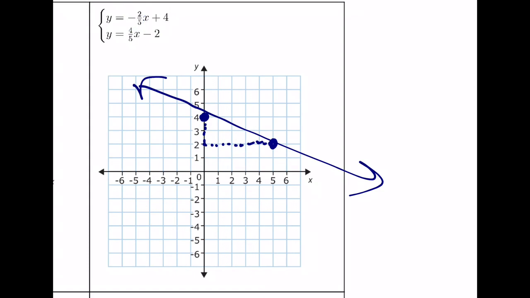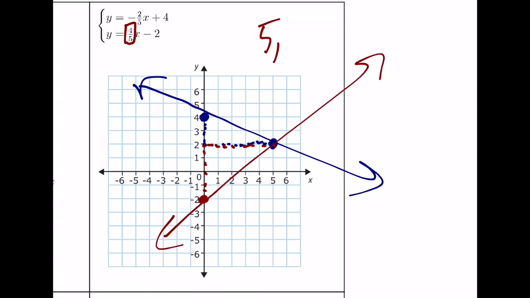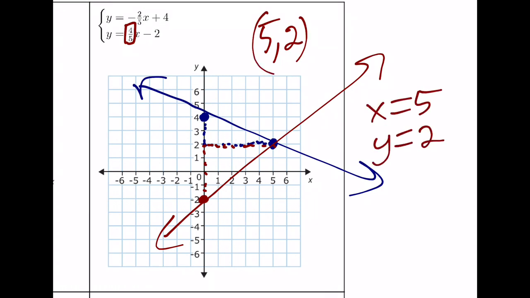The second equation we'll do in red. We start with -2, which is right here. We go down. It's always on the y-axis at first. And then we look at the m value, 4/5, which means we're going to go up 4 and right 5. These two lines cross at the point 5, 2. I could also describe this as x equals 5 and y equals 2.